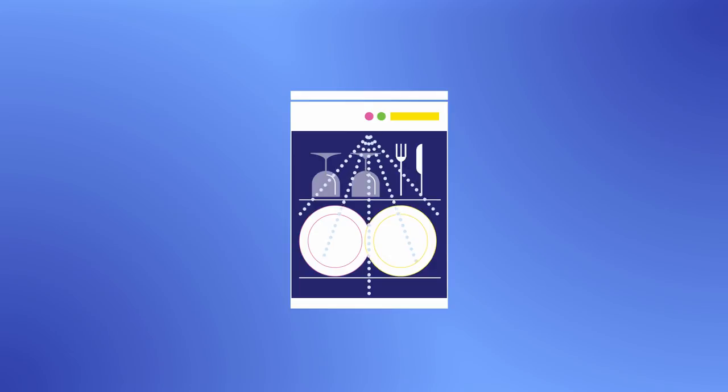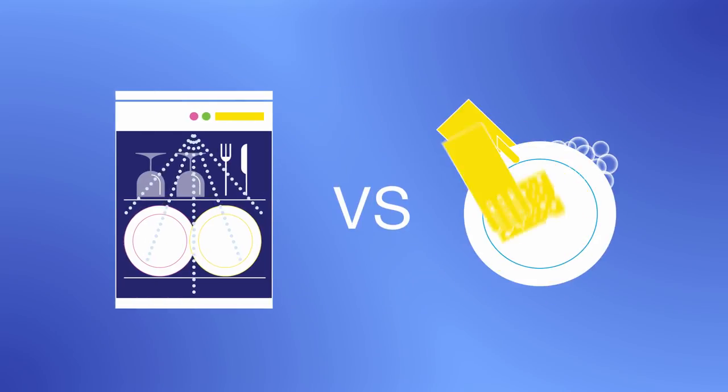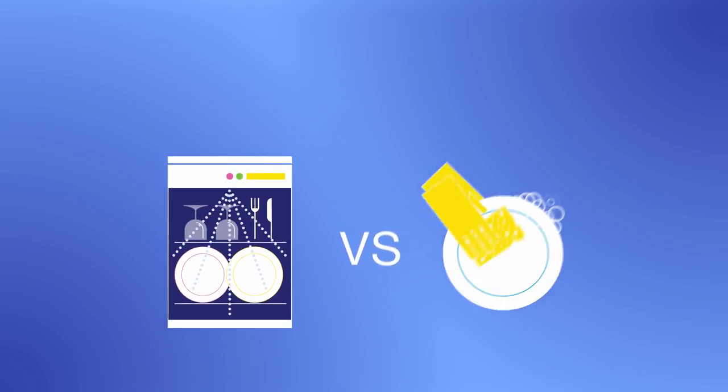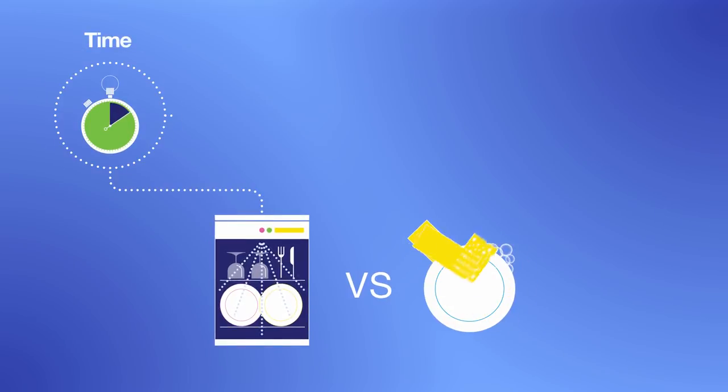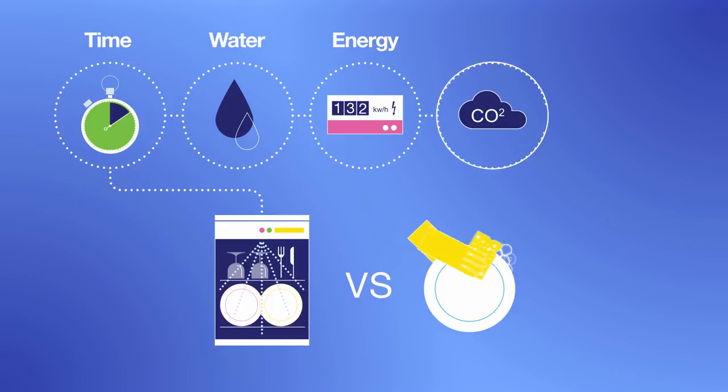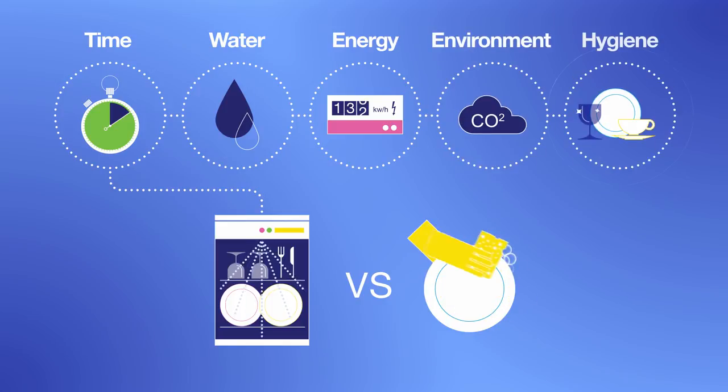People often ask us how dishwashers compare to washing up, so we decided to settle things once and for all. Experts have compared dishwashers and washing up based on their use of time, water, and energy, as well as their carbon footprint and hygiene levels.